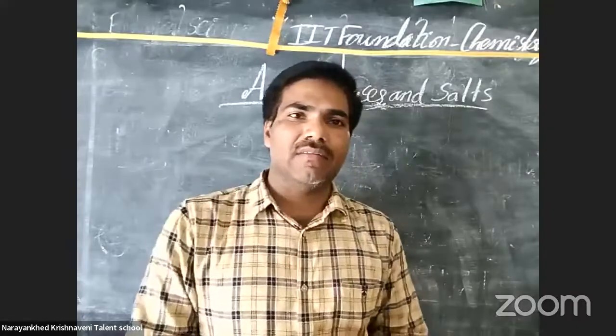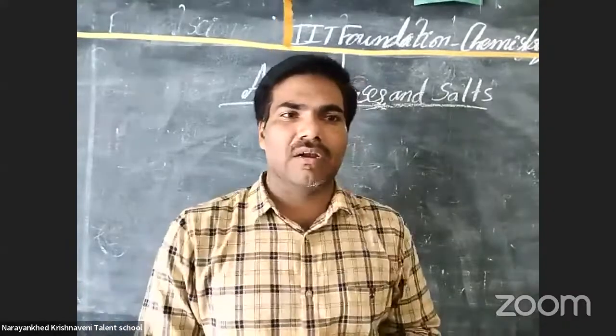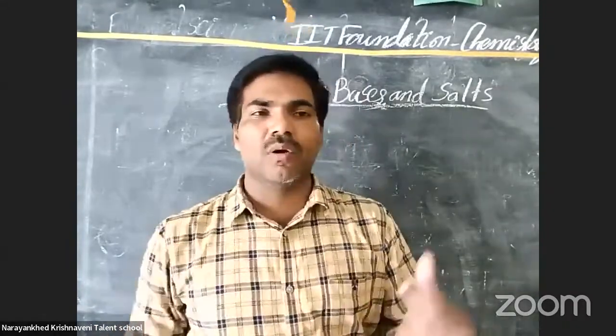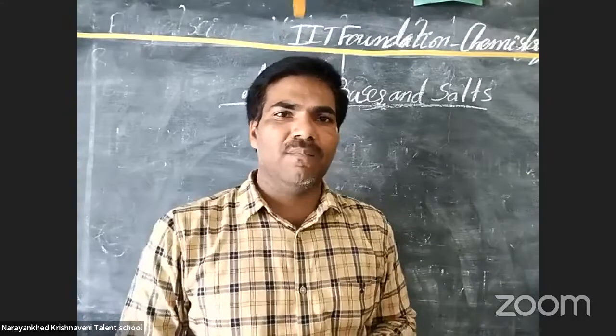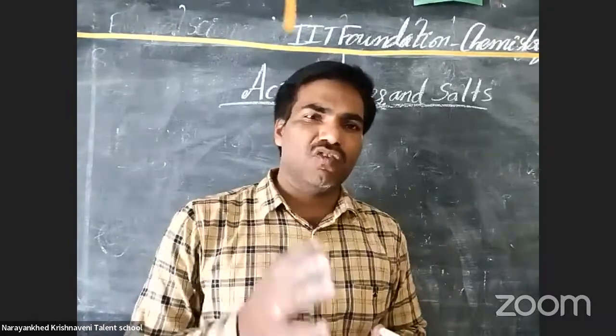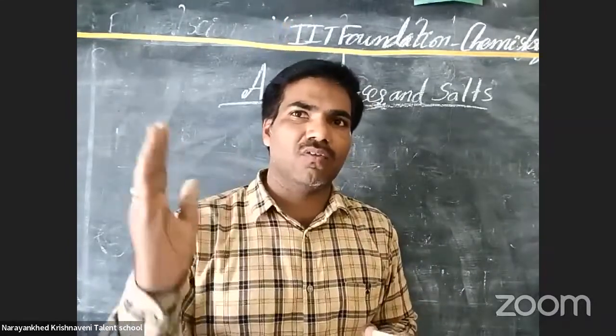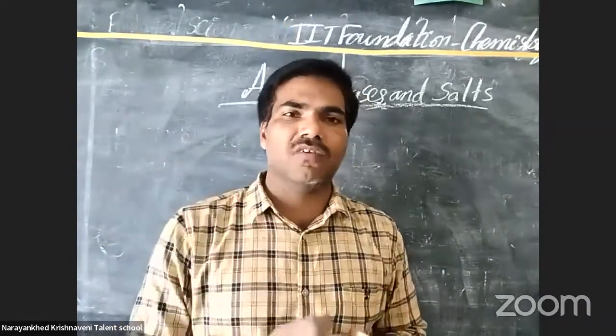It converts blue litmus to red litmus. This is only about acids. And which one is called a base? Bases are those which produce OH minus ions because of ionization or a dissolving process.